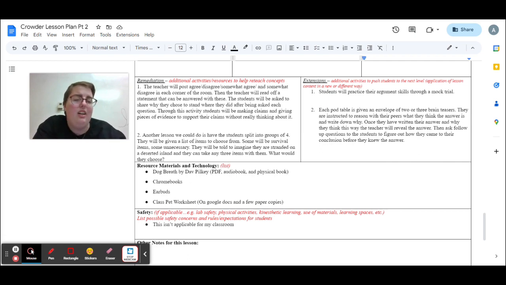So it's a lot more challenging than what we're currently doing. And then they have to write a claim and really back up their claim. How did they come to the answer that they chose? For the brain teasers, there is a right and wrong answer, so it's a little more difficult to teach claim and evidence with them, but I think it still works as an activity.